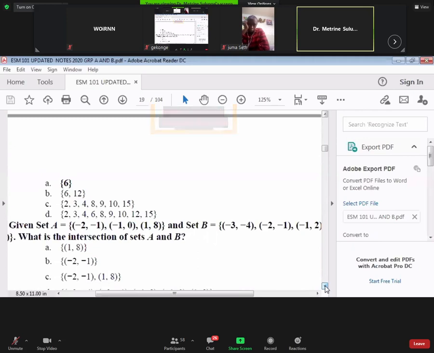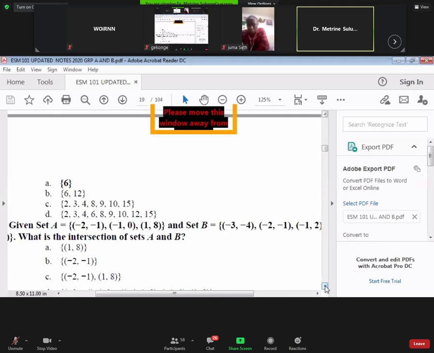Example 4. Suppose set A has the following elements. This is a set of the Cartesian product of the two sets A and B. So for A, we have the pairs. A is equal to, open the brackets, the first pair is negative 2 and negative 1. The second pair is negative 1 and 0. The third pair is 1 and 8. While set B, the first pair is negative 3 and negative 4, negative 2 and negative 1, negative 1 and 2. So they're saying, what is the intersection of set A and B?